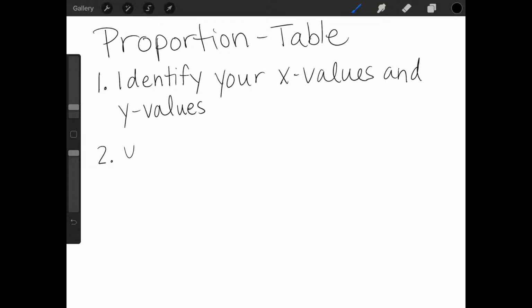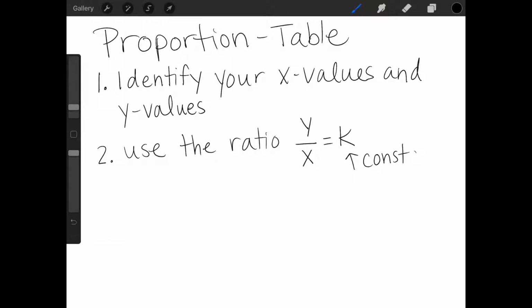Step two, use the ratio Y over X, which is equal to our K, constant of proportionality. So constant of proportionality. We're trying to prove that it's constantly moving at the same rate.